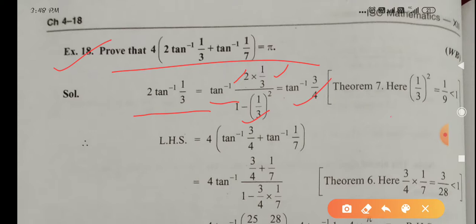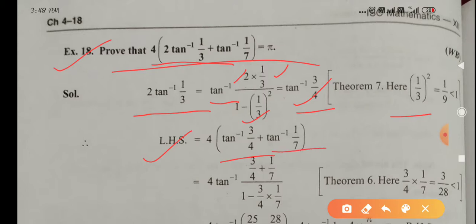And here you can check 1 upon 3 whole square equals 1 upon 9, which is less than 1. I told you x square should be less than 1. So it is satisfying. That's why I am applying the property 2 tan inverse x equals tan inverse 2x upon 1 minus x square. Now LHS you can take. LHS is 4 into tan inverse. Now in place of 2 tan inverse 1 upon 3 you can put tan inverse 3 upon 4, because you have already solved this. Tan inverse 1 upon 7 already given.